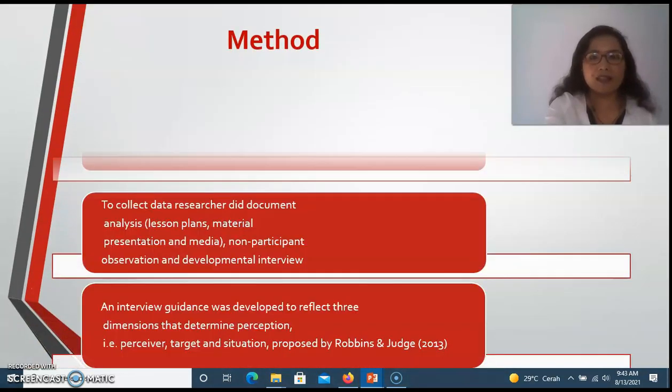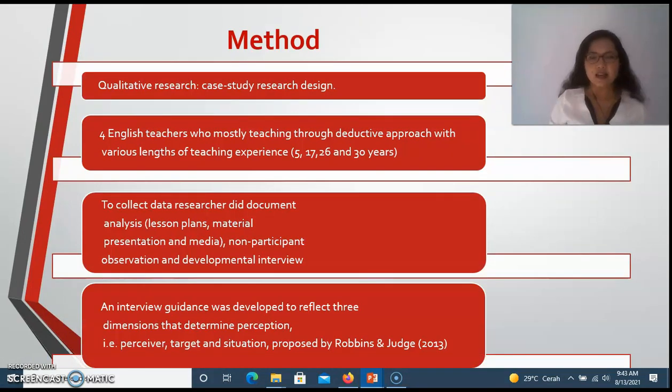The study is designed as a case study involving four English teachers who mostly taught grammar through the deductive approach, with various lengths of teaching experience from 5 to 30 years. The study involved several data collection techniques, for example document analysis, non-participant observation, and developmental interview. To guide the interview, an interview guide was developed that reflects three dimensions of perception proposed by Robbins and Judge. These dimensions are perceiver, target, and situation.